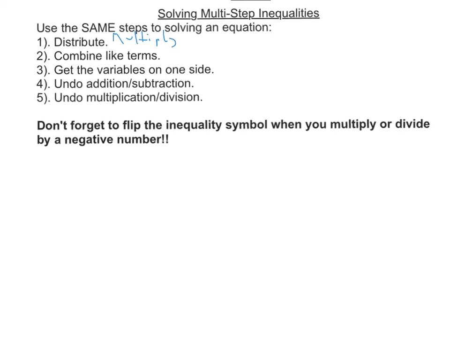So these could be either constants, like adding 10 and 12, or this could be looking at some variables like 3x minus 8x. Third step was to get the variables on one side. The fourth step is to undo addition and subtraction. And the fifth step is to undo multiplication and division. Now the big thing with inequalities, don't forget to flip your inequality symbol when you multiply or divide by a negative number.